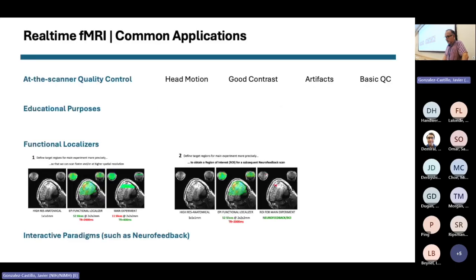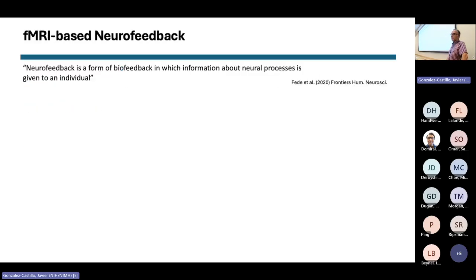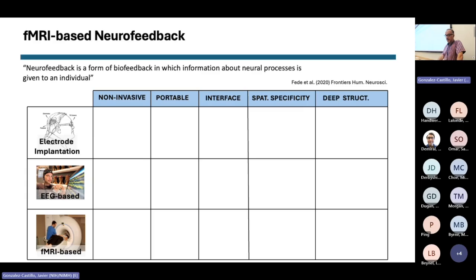And then, of course, neurofeedback. So before I move to neurofeedback, any questions about real time in general? No? Okay. So neurofeedback. Neurofeedback is a form of biofeedback in which information about neuronal processes is given to an individual with the idea that this person is going to volitionally control that activity and it's going to have an effect. Neurofeedback has existed well before fMRI with EEG, but here what we're going to focus on is fMRI.